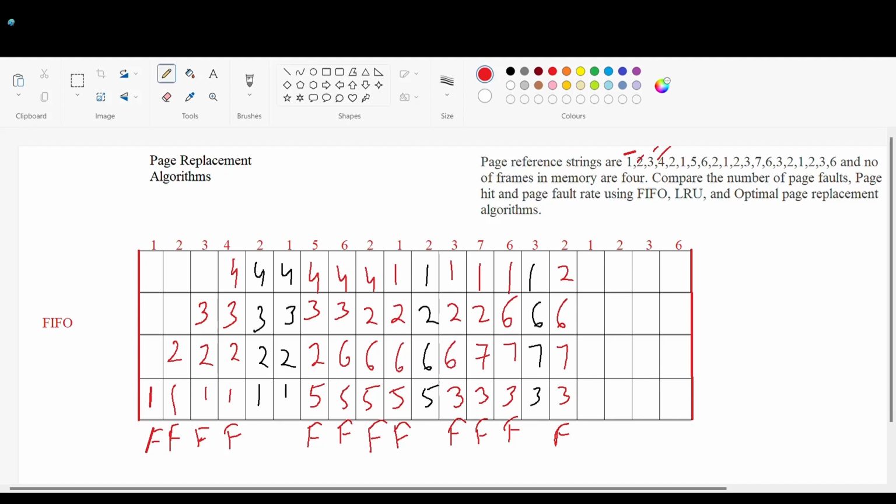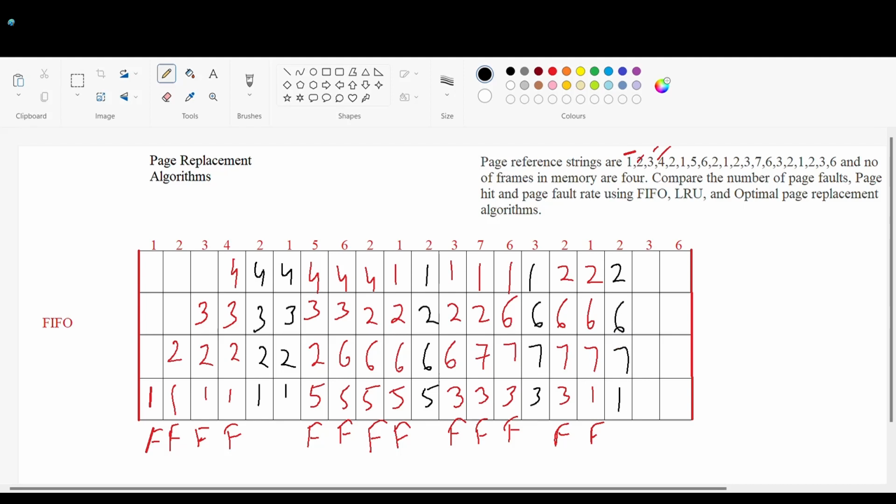Now 1, which page will be replaced now? Which page is the oldest one? 3 is the oldest one, so 3 will be replaced by 1. So 1, 7, 6 and 2. This is also a page fault. Now 2. Which page will be replaced? There is no need to replace a page because 2 is already there. So 2, 6, 7, 1, right?